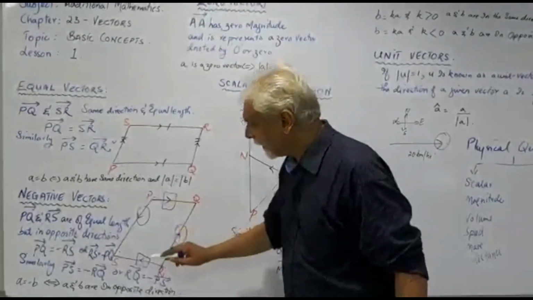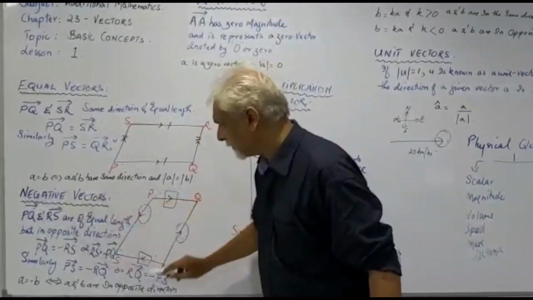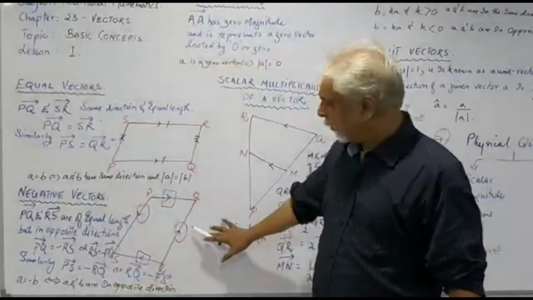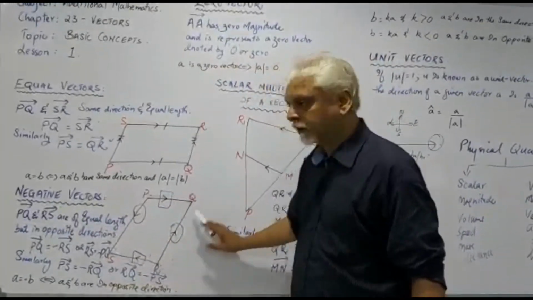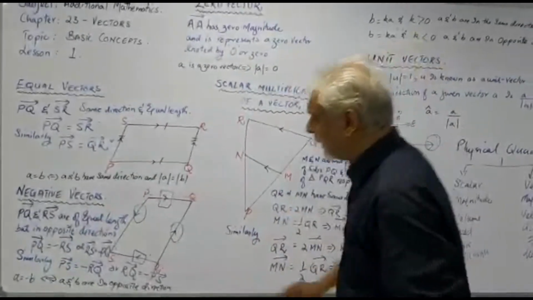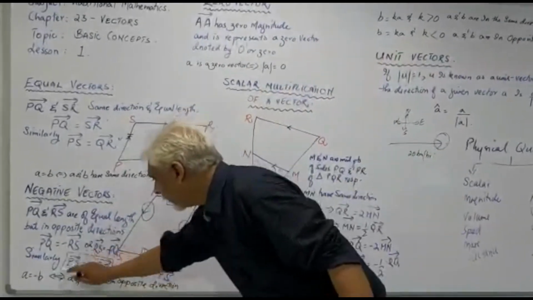So we represent that with the negative sign. So this is what a negative vector is. Is that clear? I hope it's understood. In the same way, PS is equal to minus RP. Okay? PS is equal to minus RP. We have it over here.